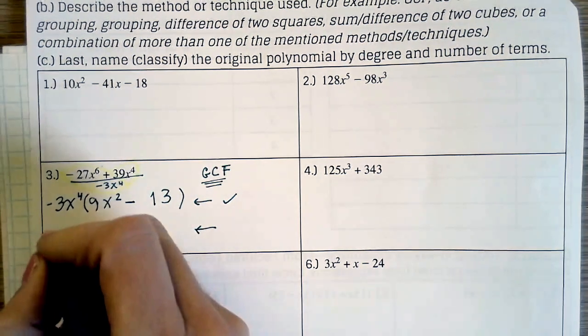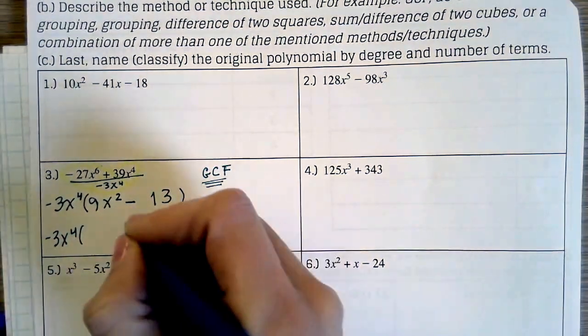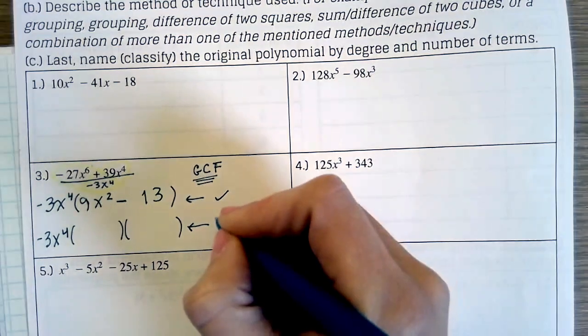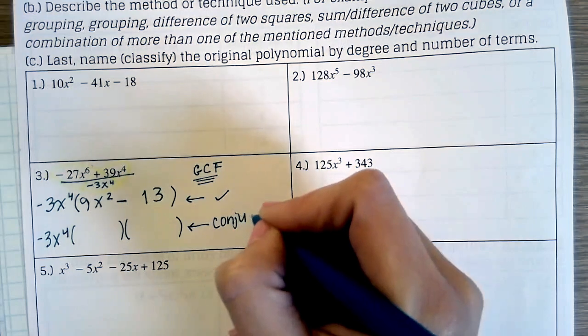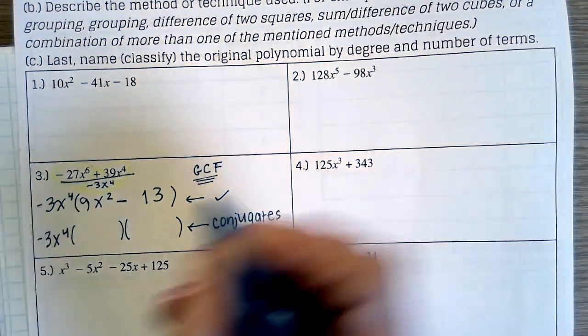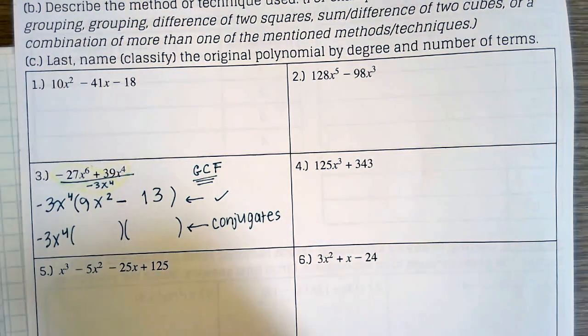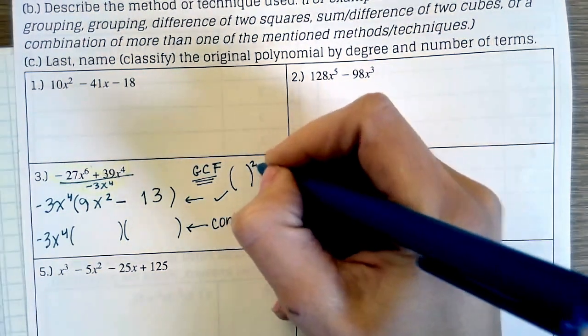We're going to leave that out front. So negative 3x to the 4th. When we factor the difference of two squares, we factor using, say it, you're right there. Good, conjugates. We're factoring using conjugates. So the conjugates are not 9 and 13. You have to remember that optional step that a lot of you don't want to do. The optional step is what squared minus what squared.